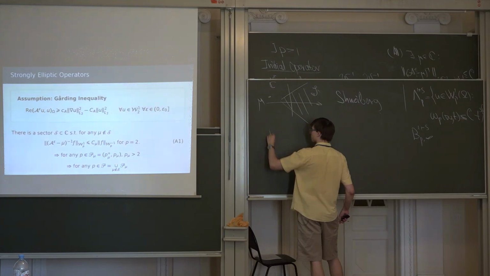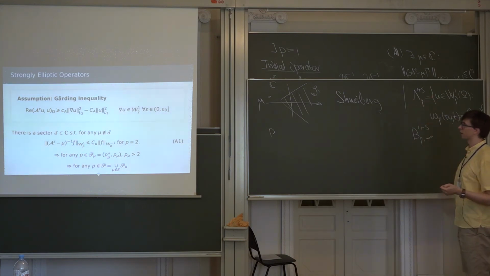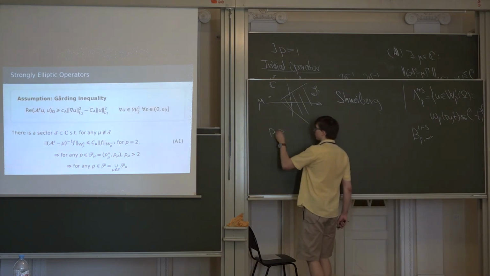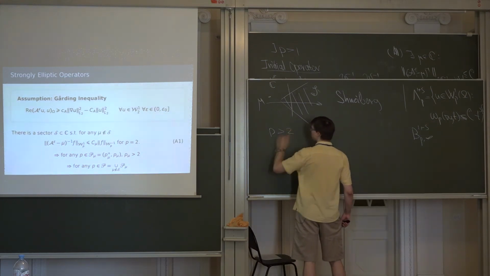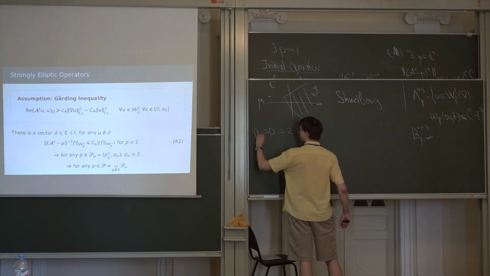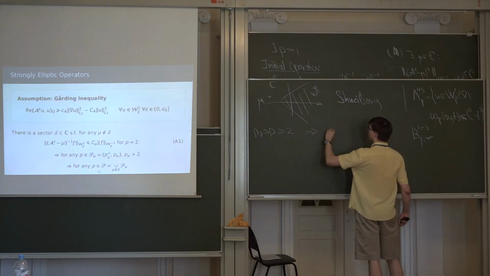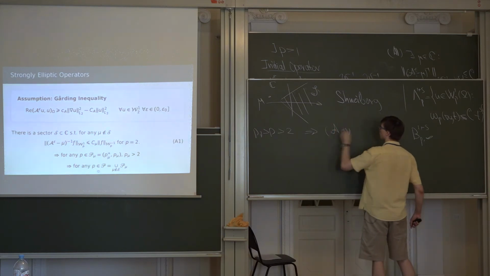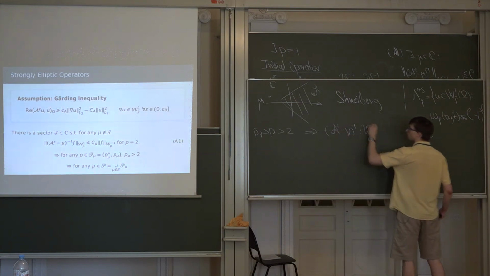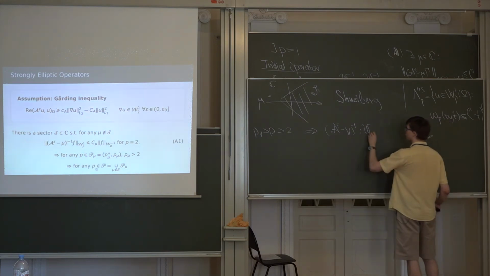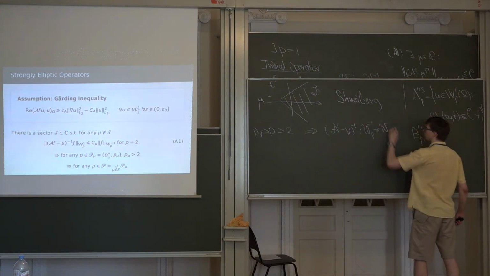Suppose that we have two parameters, nu and mu, outside the sector S. And suppose that p is greater than p nu and less than p mu. Then the resolvent at mu is bounded for this p, right? So it's bounded from W^{p, -1} to W^{p, 1}.